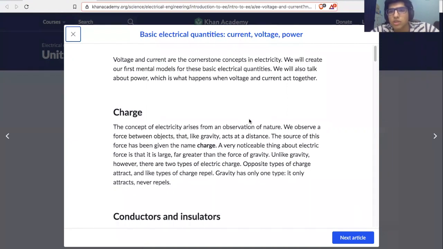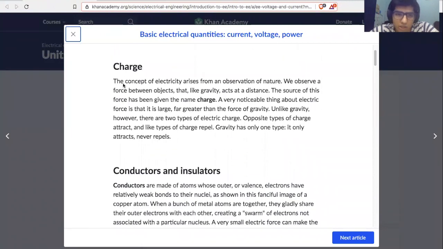So today we're going to use their physics lecture, and this is one of the articles they have. We're going to talk about current, voltage, power, but also charges, conductors, and insulators. So we're going to read it, and then I'll talk about it a little bit more. So as it says, voltage, current, power.